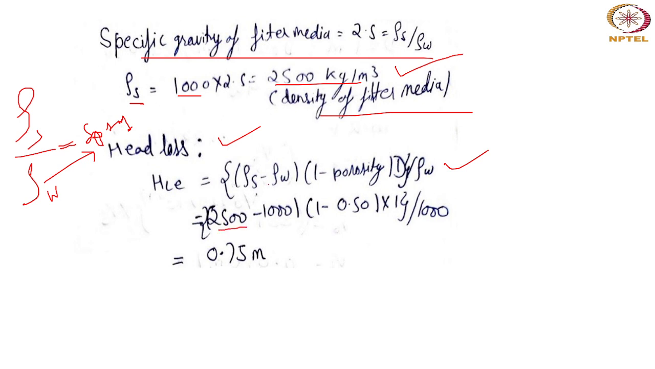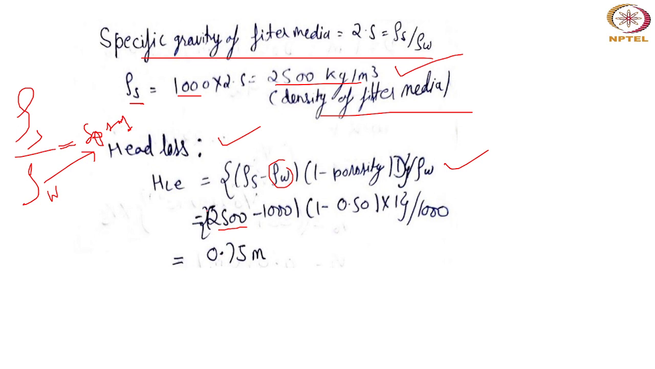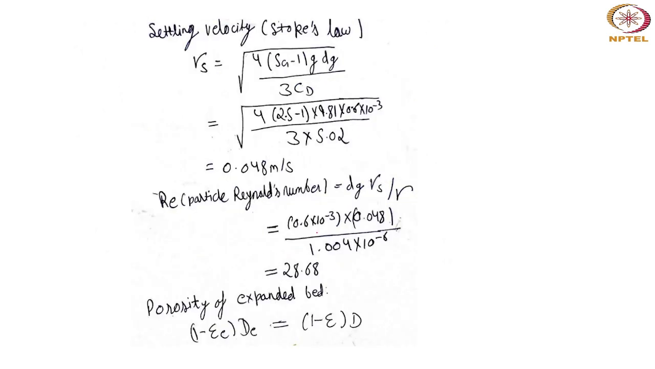So my rho s, or the density of my filter media, is 2500, minus 1000, the water density, multiplied by 1 minus 0.5, because the porosity of the unexpanded bed was given. We need to calculate the head loss for the unexpanded bed. So I'm using this porosity 0.5 multiplied by the depth, that is 1 meter, and divided by 1000, the rho w. I'm getting 0.75 meter as head loss.